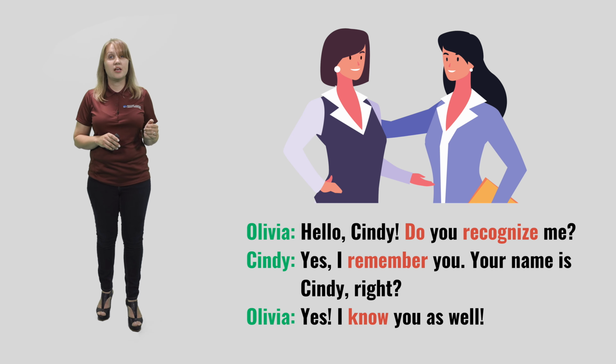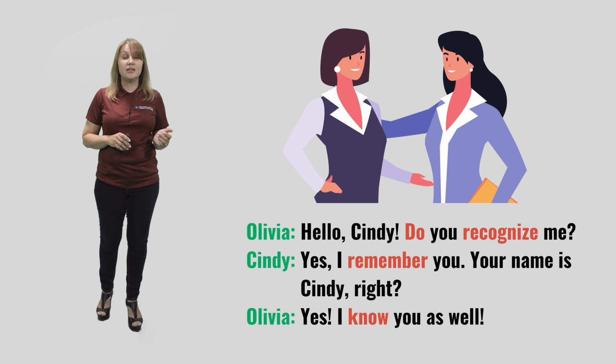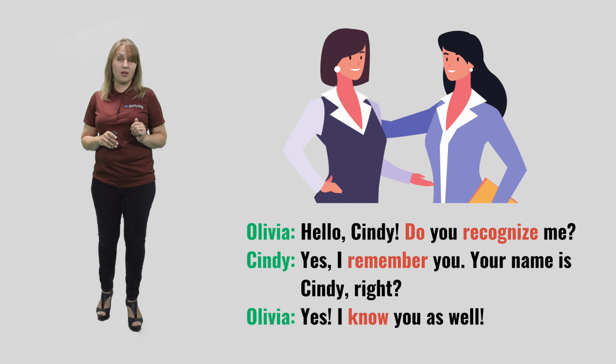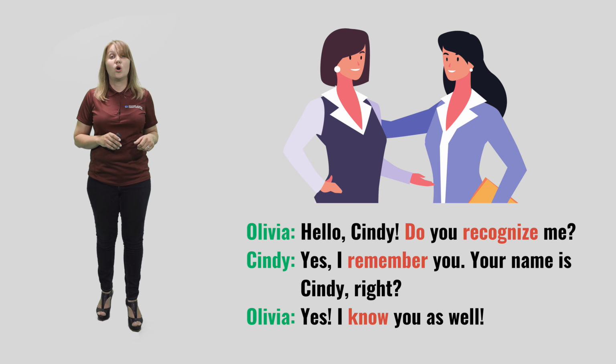Another conversation here is between Olivia and Cindy. Hello, Cindy. Do you recognize me? Yes, I remember you. Your name is Olivia, right? Yes, I know you as well. So again, the words recognize, remember, and know are used in present simple. We do not say recognizing, remembering, or knowing. These words are stative verbs.